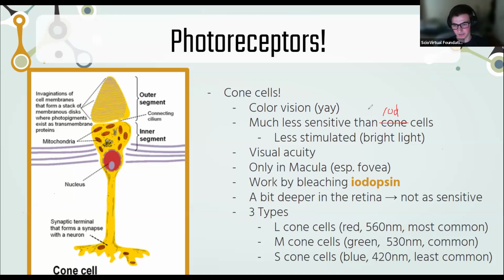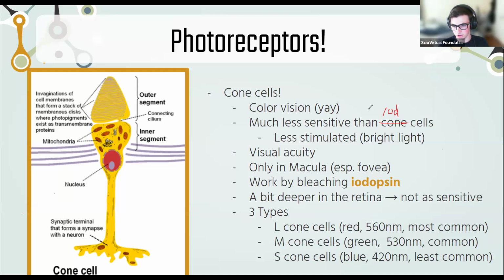which is, there's actually 3 types of that, one for each primary color of an additive color system, which we'll see later. But yeah, they're a bit deeper in the retina than the rod cells, so they're not as sensitive because they're farther away. And as I said, there are 3 types of cone cells, because of their pigments. And there are L cone cells, which are just long cone cells, and they are for red, which makes sense because red has the longest wavelength. And those are the most common types of cone cell. Energy-wise, it also makes sense.